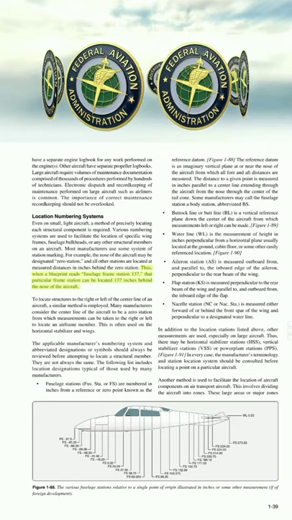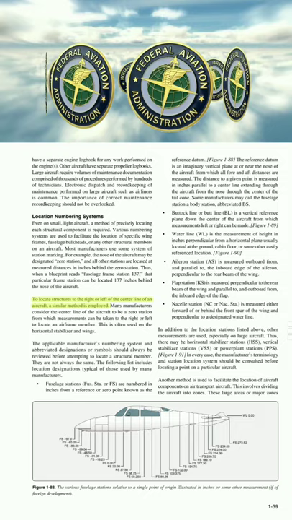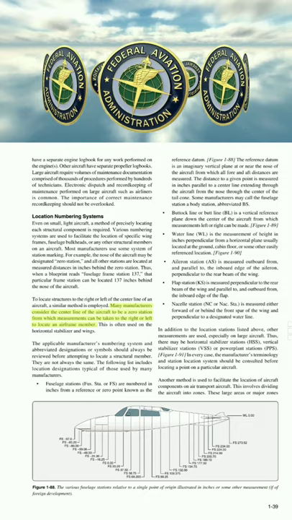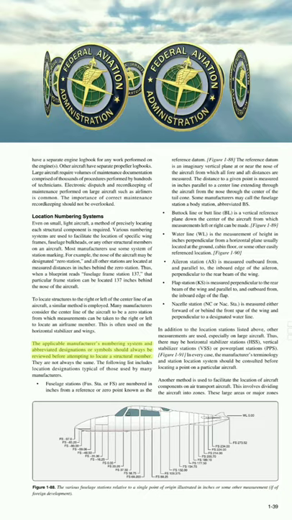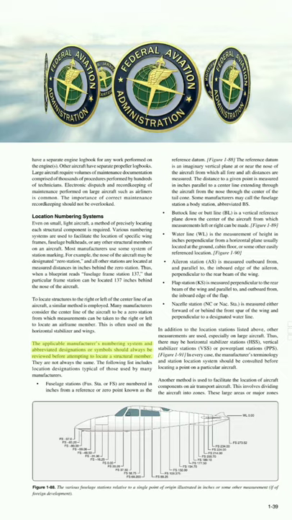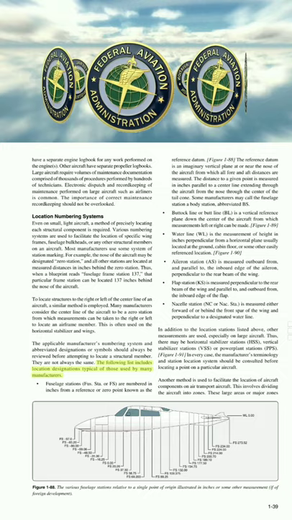Thus, when a blueprint reads fuselage frame station 137, that particular frame station can be located 137 inches behind the nose of the aircraft. To locate structures to the right or left of the center line of an aircraft, a similar method is employed. Many manufacturers consider the center line of the aircraft to be a zero station from which measurements can be taken to the right or left to locate an airframe member. This is often used on the horizontal stabilizer and wings. The applicable manufacturer's numbering system and abbreviated designations or symbols should always be reviewed before attempting to locate a structural member. They are not always the same. The following list includes location designations typical of those used by many manufacturers.